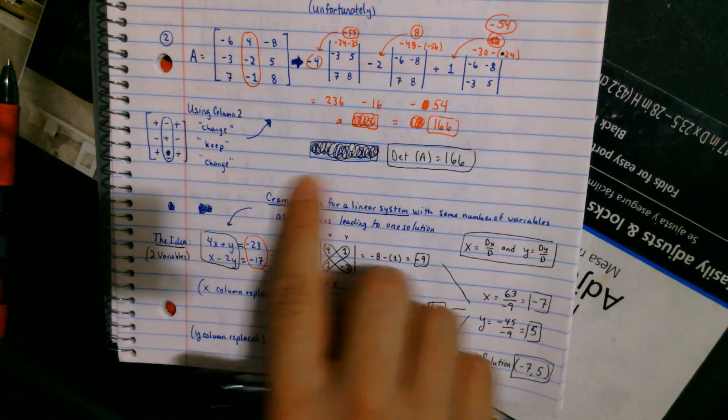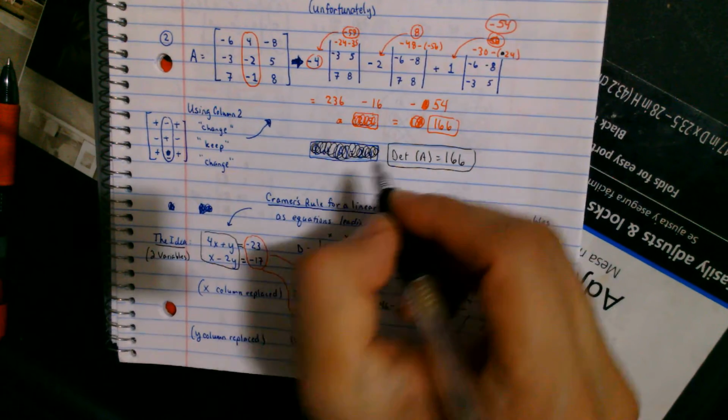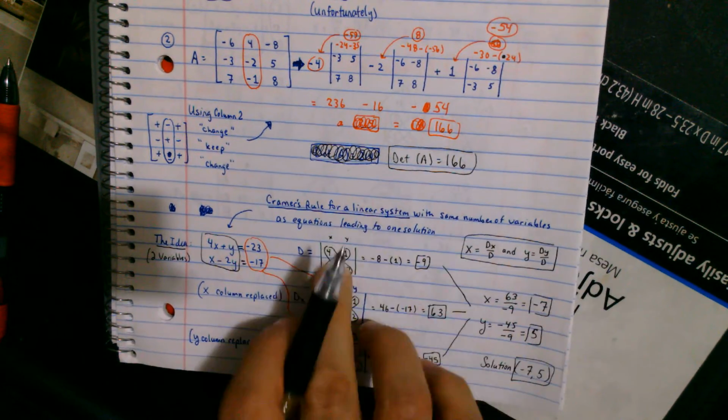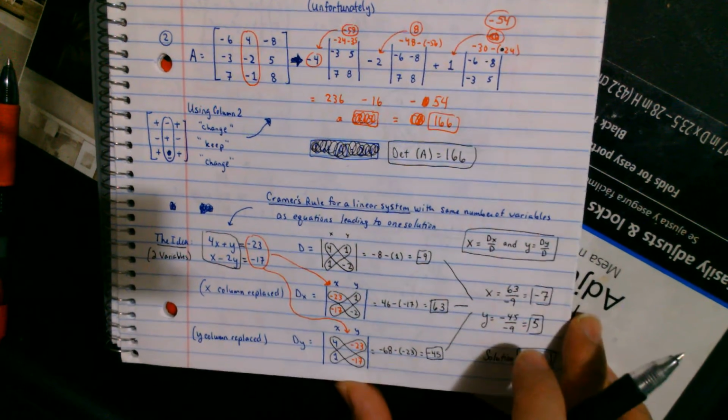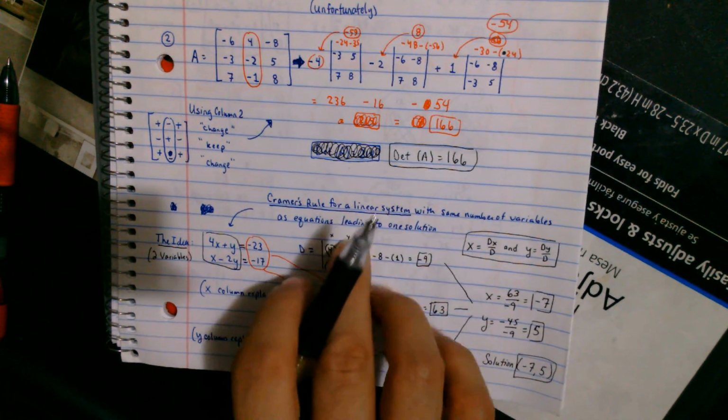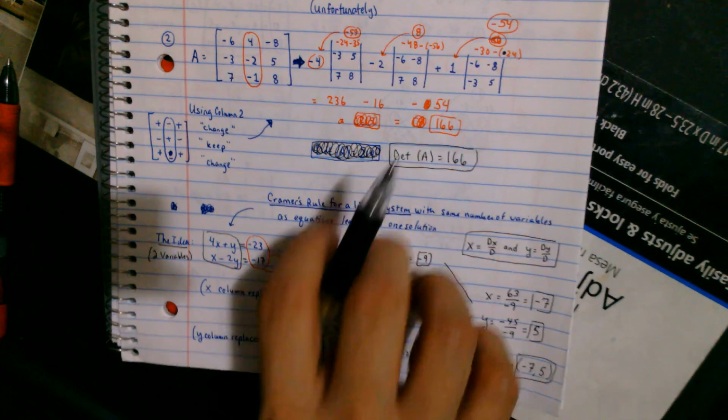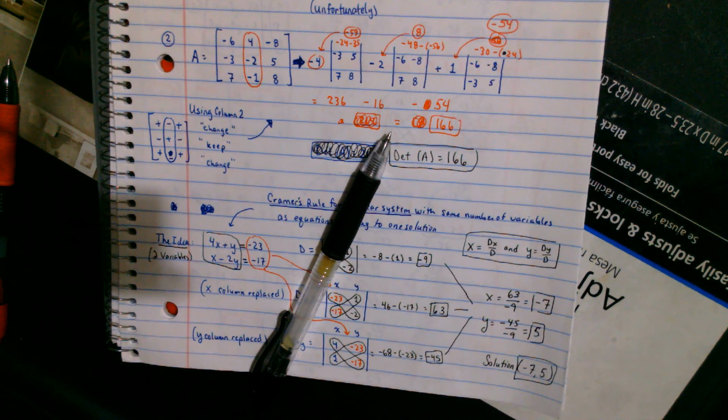Okay, so that's essentially how you find the determinant of a 3x3. Now, Cramer's rule takes a little getting used to. So I'm going to stop here for a second. And in the next one, I'm going to go ahead and start with Cramer's rule.